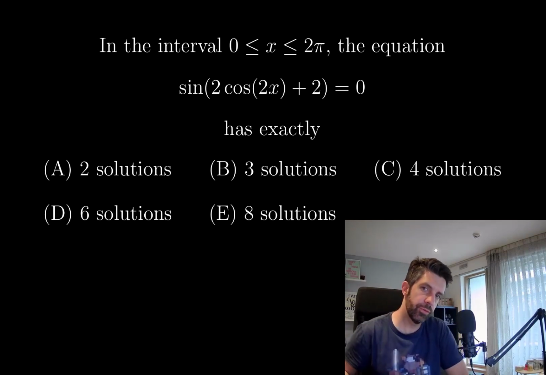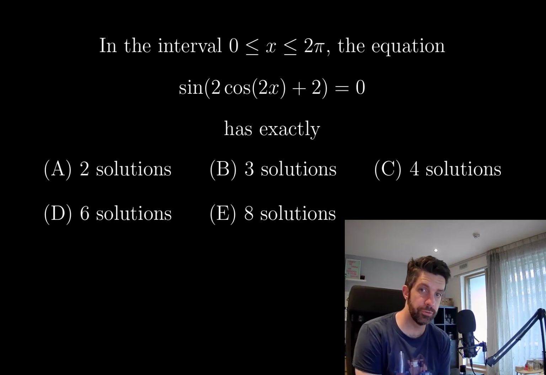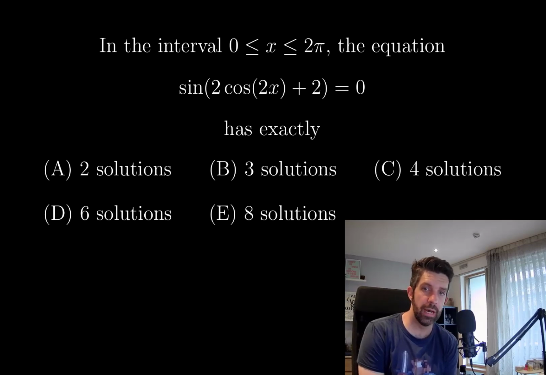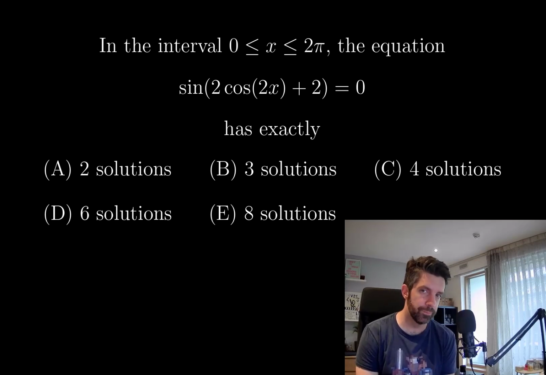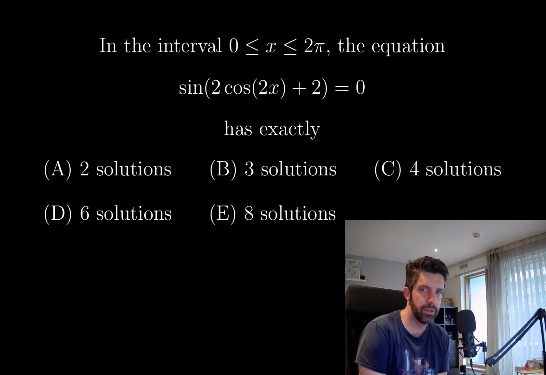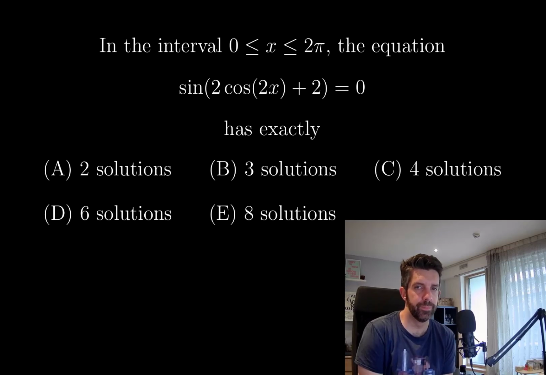Okay, so my first thought here is to first write out all the values that allow sine of theta to be equal to 0. And then we will have several equations. There are clearly several values of theta which allow sine of theta equals 0. And then we want to set theta equal to 2 cosine of 2x plus 2 and solve for x.